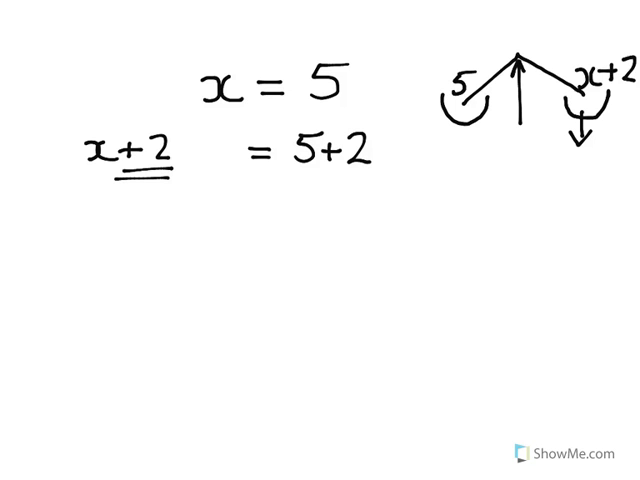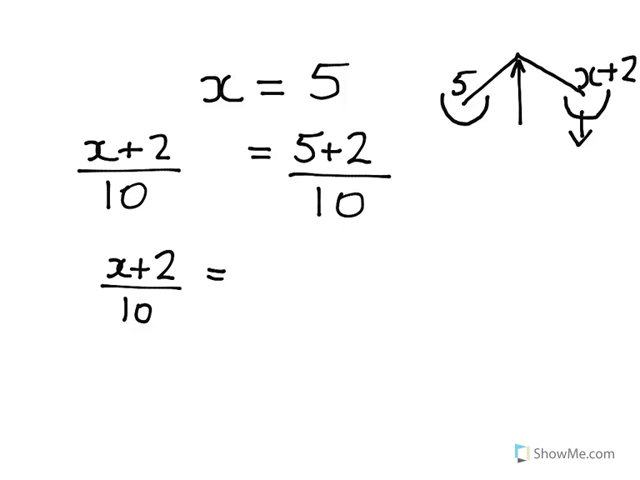So the trick with algebra is whatever you do to one side of the equal sign, you must always do to the other. Okay, now I'm going to divide the whole of this side of the equation by 10. If I do it to one side, I must do it to the other side. So what I've got now is x plus 2 divided by 10 equals 7/10. And this is what a question in the book might actually look like.